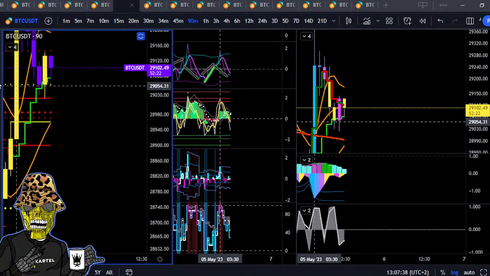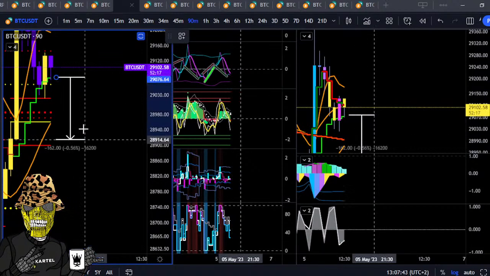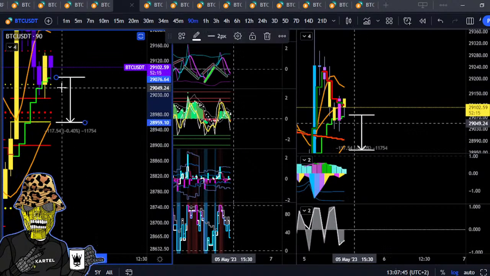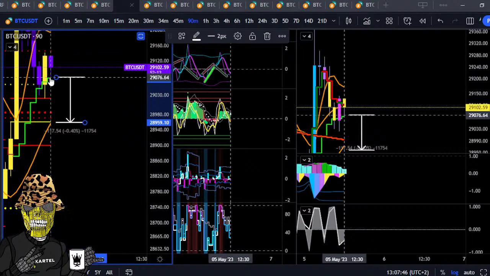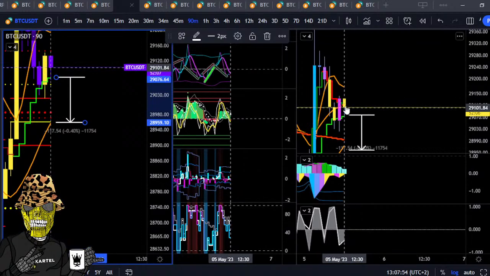28,961. Now any closes below here, okay, it's a half cent move. Any closes below 29,076, sure, I look for continuation down. Very dirty time to trade.